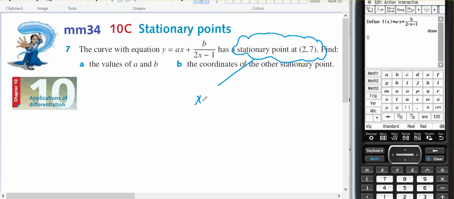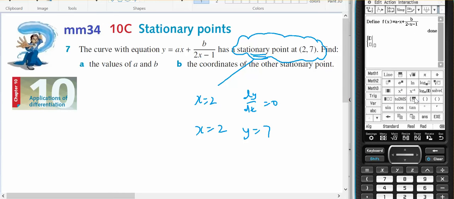I know that when x equals 2, then dy/dx equals 0 because it's a stationary point. And I also know that when x equals 2, y equals 7. So it's going to be my simultaneous equations that I'm going to use to solve for a and b. Now what does it look like on the calculator? So I've defined f(x).